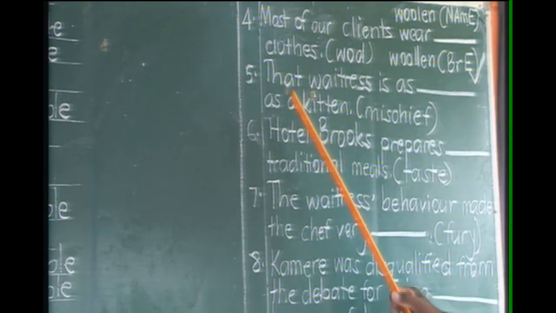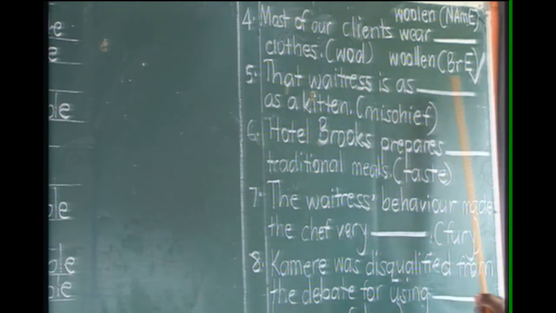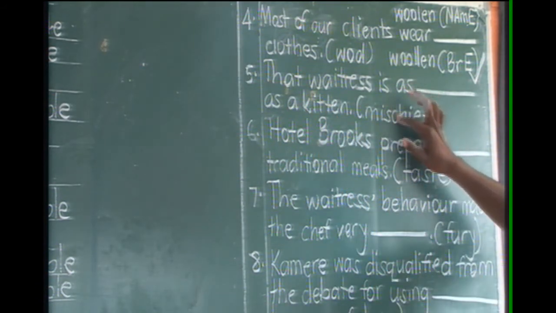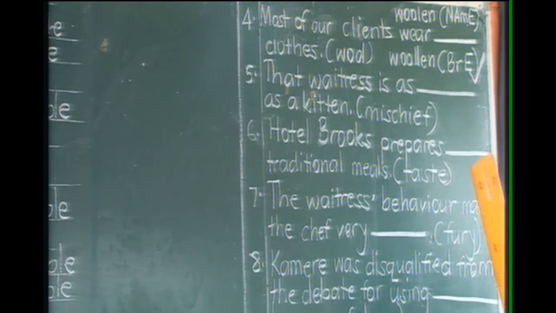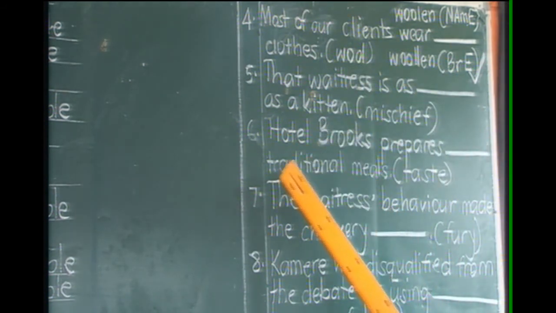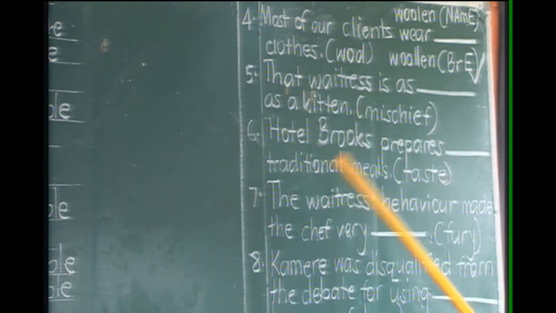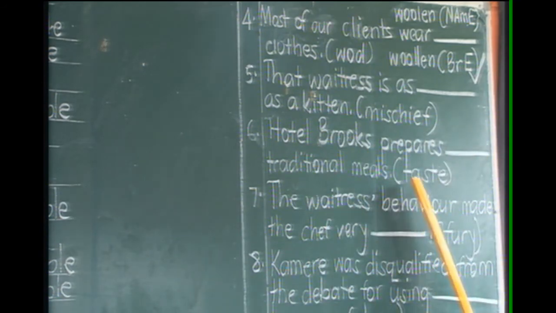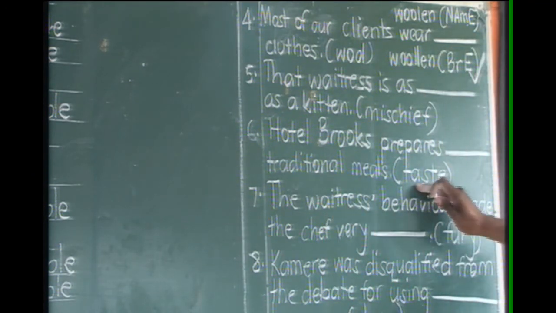We go to number 5. That waitress is as dash as a kitten. Brackets, we have the word mischief. You form an adjective from mischief to complete the sentence. Number 6. Hotel Brooks prepares dash traditional meals. Brackets, we have the word taste. Taste is either a noun or a verb. You can form an adjective from taste and complete our sentence meaningfully.